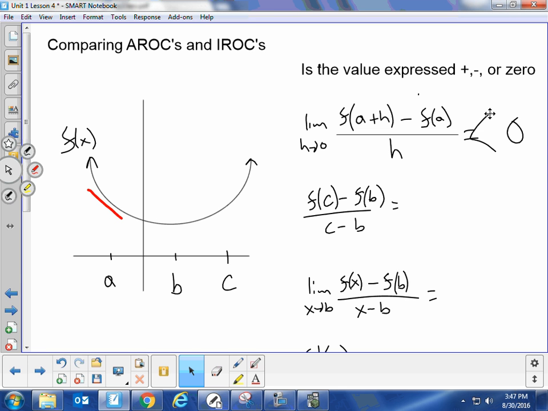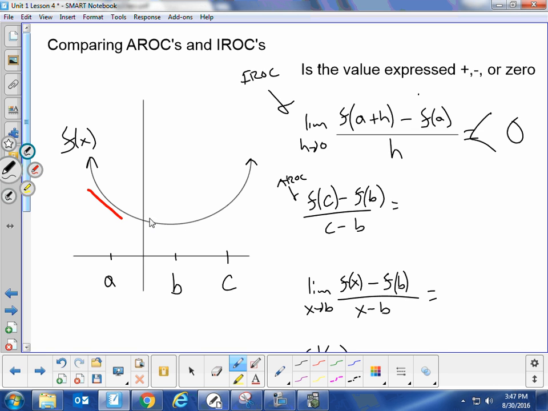If I gave you this formula, could you figure out if it's positive, negative, or 0? F of c minus f of b over c minus b. This is the average rate of change. This is the instantaneous rate of change. This is the slope of tangent. This is the average rate of change. Well, we're talking about these 2 points here at B and C. Ms. Pariar, tell me what that slope is. Positive. Greater than 0 or positive.